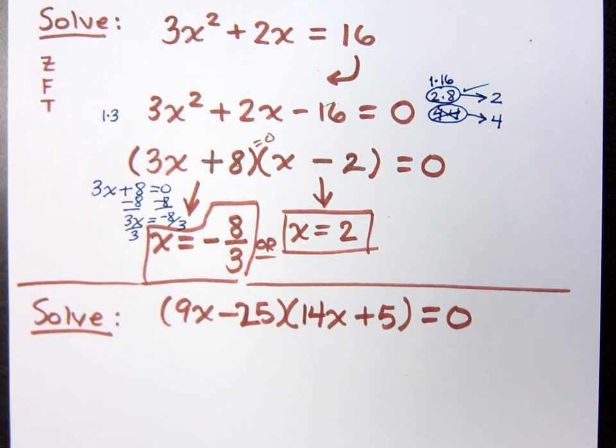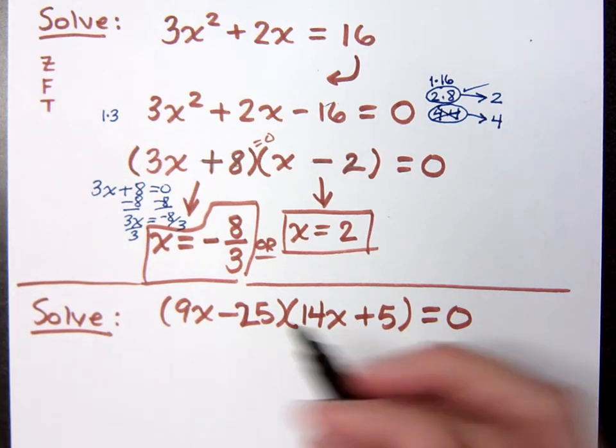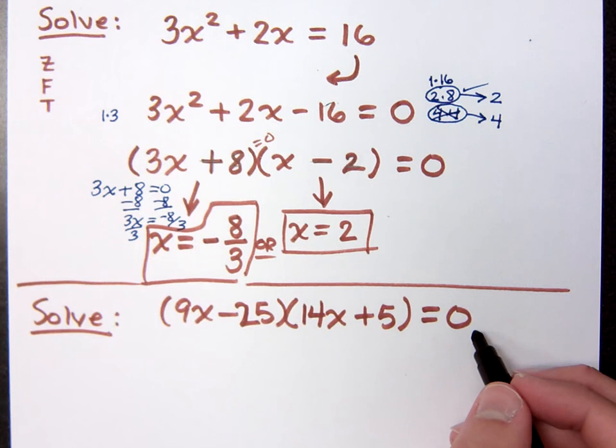Now, the question that I have here is something that should only take you about 15 seconds to do. If it takes you longer than that, then you're doing something wrong. x equals 25 over 9. You guys are just jumping right up there to it. Notice this guy's already equal to 0, right?